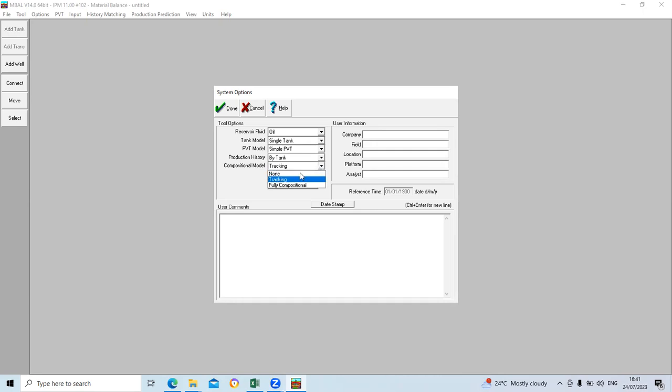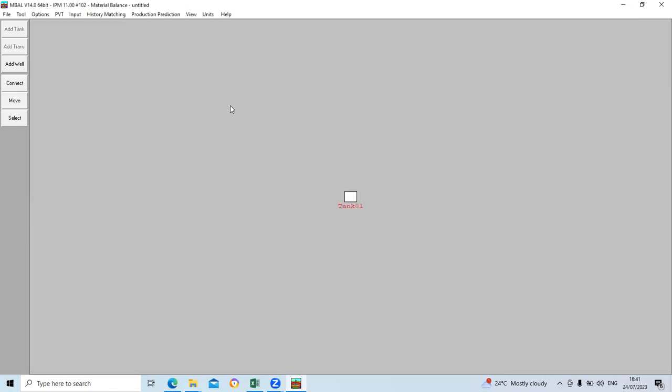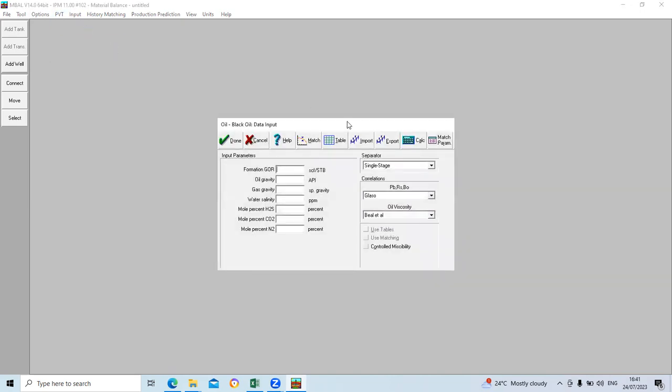So our compositional model is none. I've already explained the difference between the black oil model and the compositional model so many times. We can have our company information there. When we are done with that, we click done. So we have our tank 1 created there, which represents our reservoir. We will go now to our PVT data. We take fluid properties.